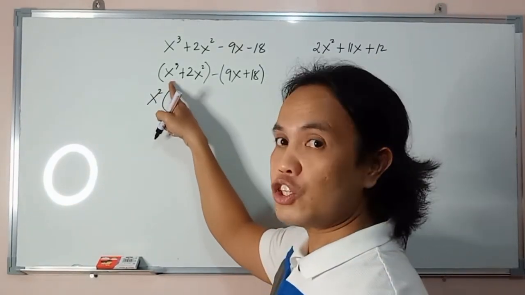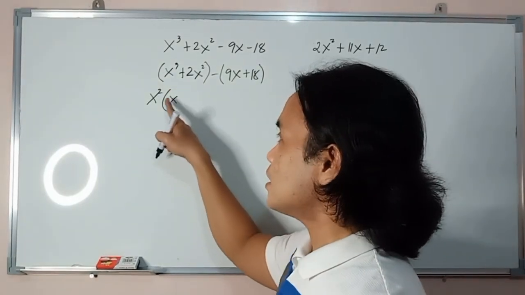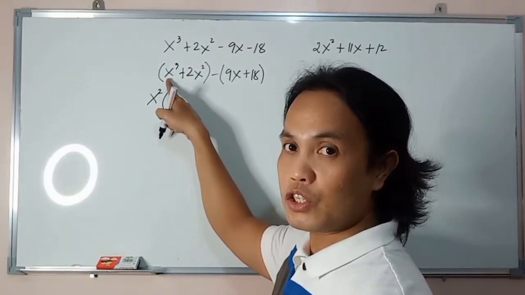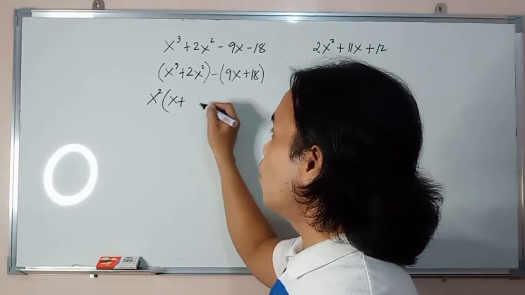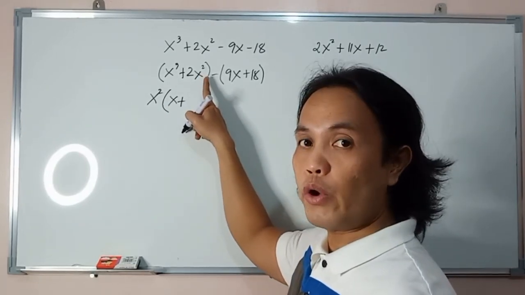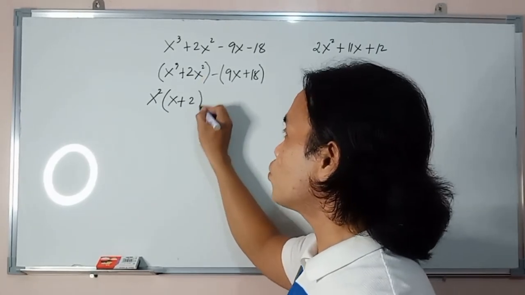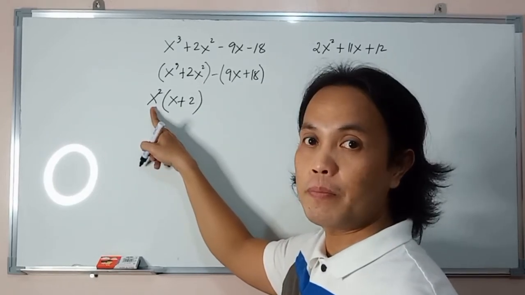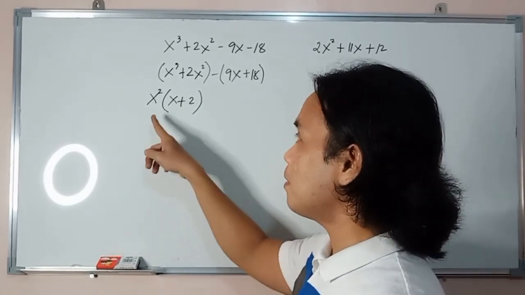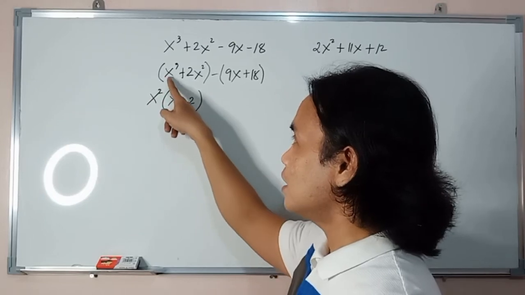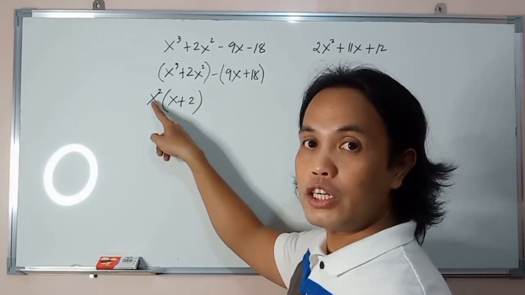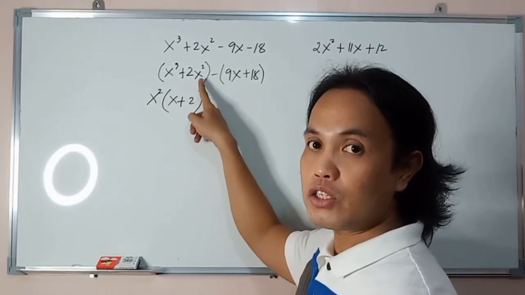We factor out x squared. What remains for x cubed is x. X times x squared is equal to x cubed. Plus, what remains for 2x squared shall be 2 because we already have factored out the x squared. So if we want to check, we just simply multiply x squared times x is equal to x cubed. X squared times 2 is equal to 2x squared.